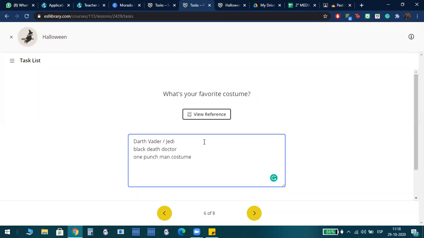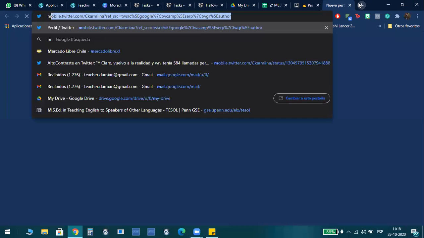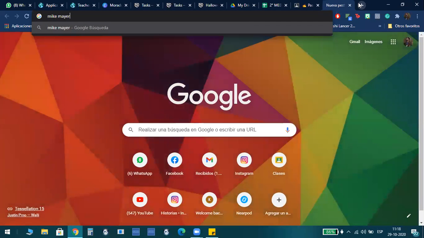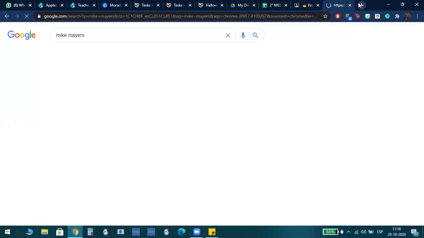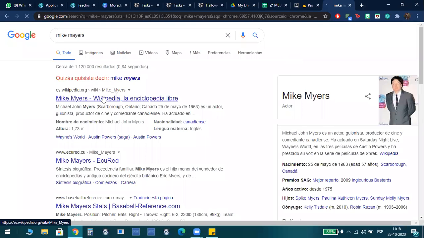What other costume would you like to wear? Like if you had the money and if you had the chance, for example. Also, I like a lot Mike Myers. Is it Mike Myers? Mike Myers.